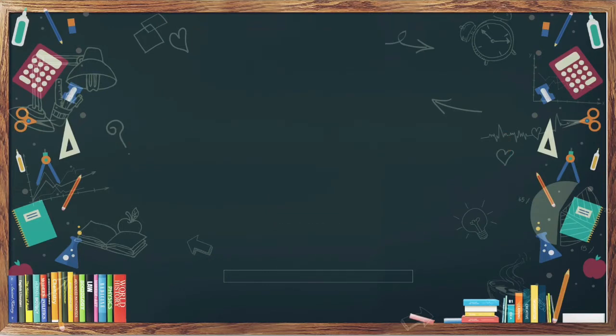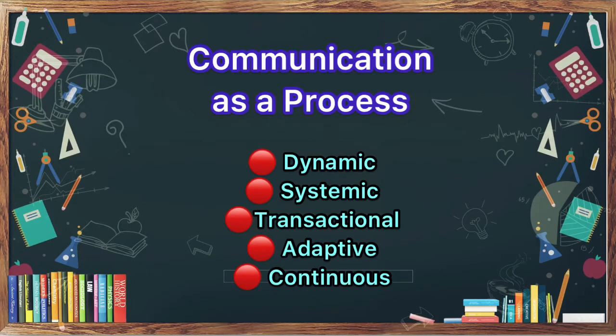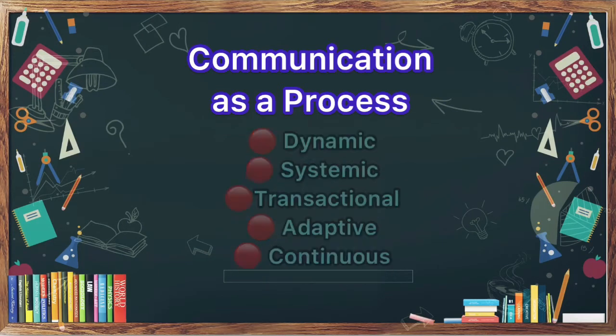Now, we say that communication is a process. Process implies dynamics and change. It implies parts interacting and influencing each other so as to function as a whole. When we accept the concept of process, we view events and relationships as dynamic, systemic, transactional, adaptive, and continuous.